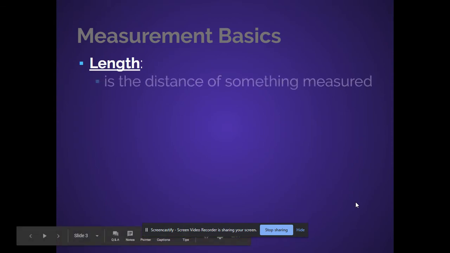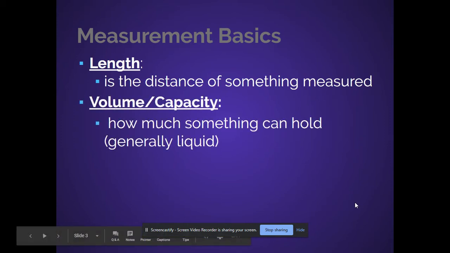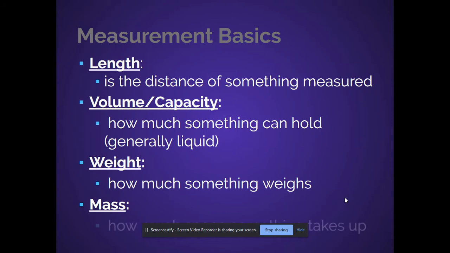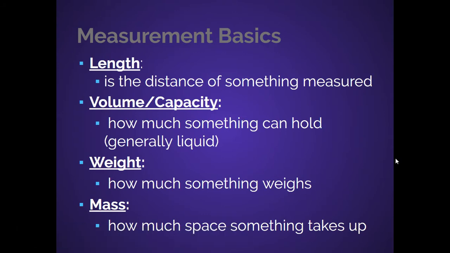Measurement basics. We have length. Length is the distance of something measured. Then you have volume or capacity. That's how much something can hold. And generally, we think of liquids when we use volume and capacity. Weight is how much something weighs, and mass is how much space something takes up.